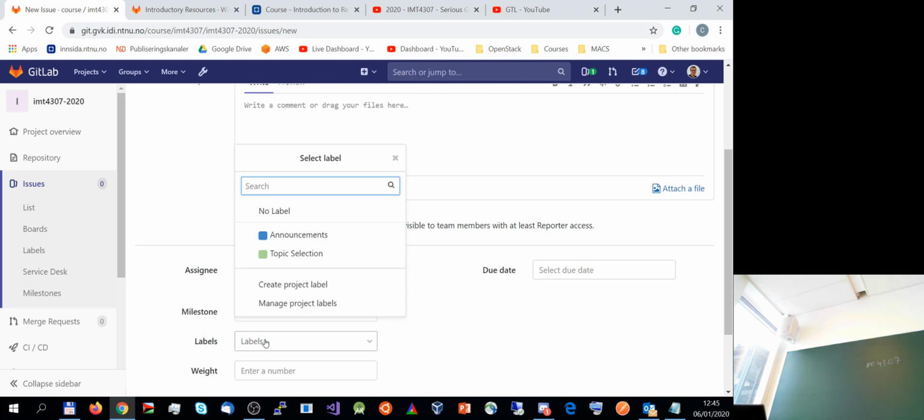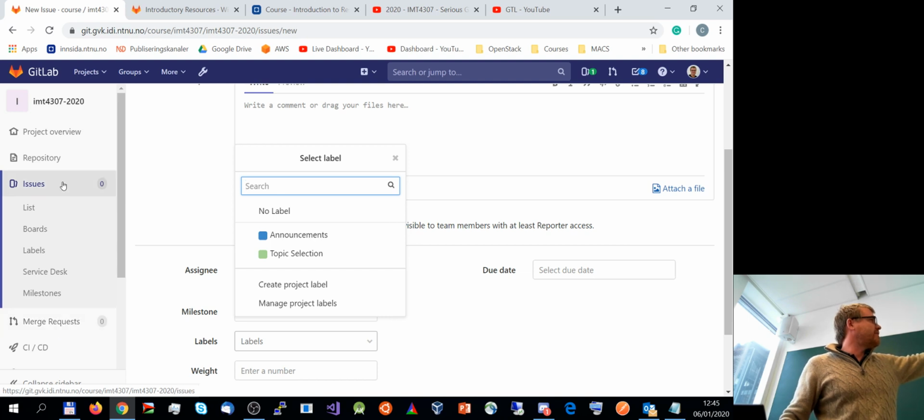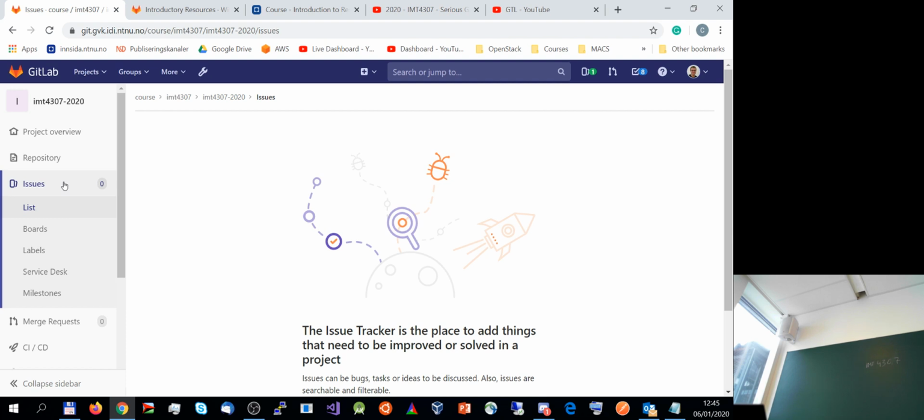So anything that's an announcement, well, surprise, surprise, it's an announcement. And a topic selection would be interesting for you later when you signal, okay, I want to work on this topic later down the course, and so on. Right? So we can introduce more of those labels. I just want to give you an overview. So those are the two main areas, the wiki and the issues, right? Then you see a list of issues over time. Issues can be open and then can be closed, right?